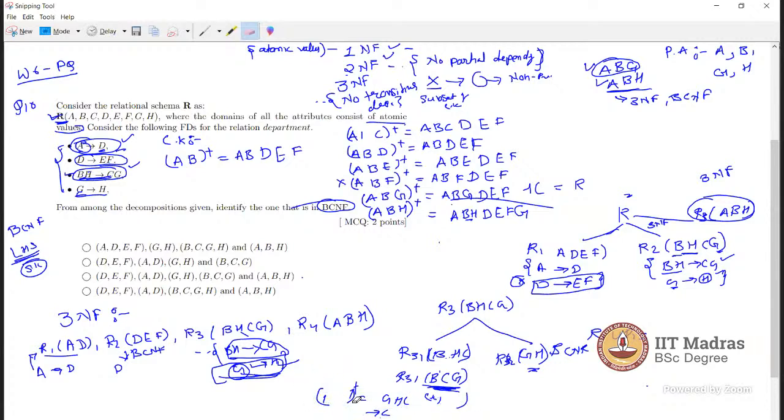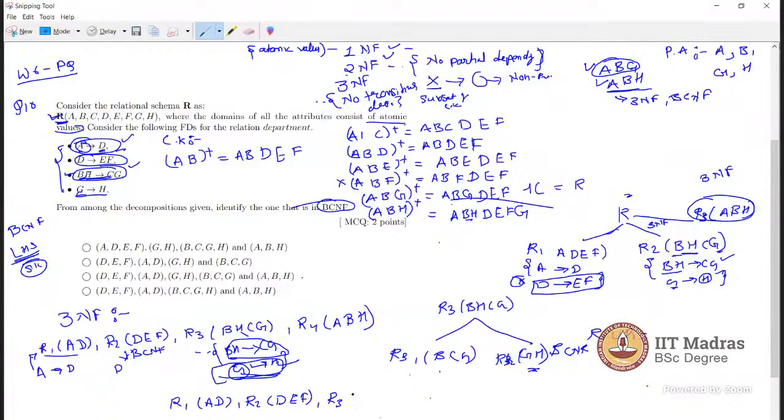Okay, so we cannot take BHC, right? So BCG is my fourth or fifth relation, right? The dependency is not preserved here, right? Till 3NF, we have preserved the dependency, but in this case, dependency is not preserved. So now my decomposed relation will be R1 AD, R2 DEF, R3 BCG, R4 GH, and R5, that is candidate key ABH. So my correct option will be option 3 here. Yeah, option C.